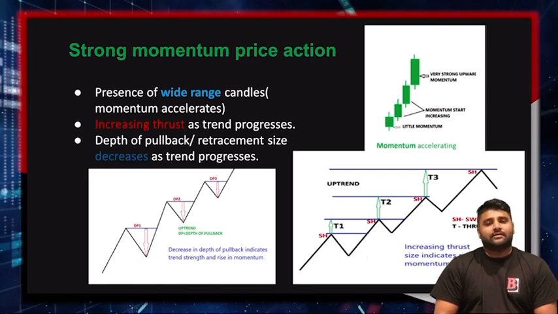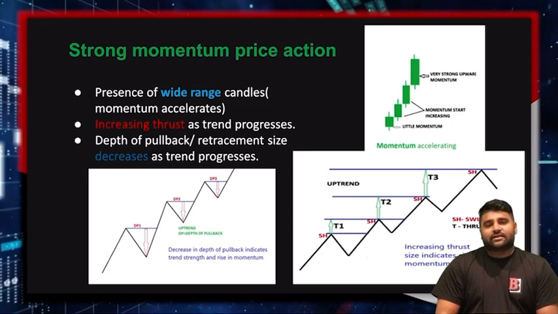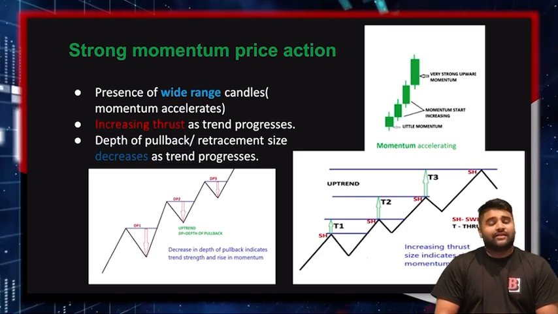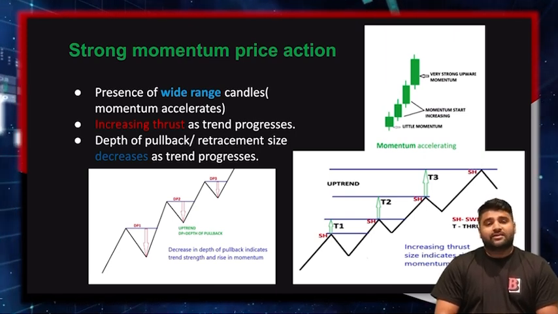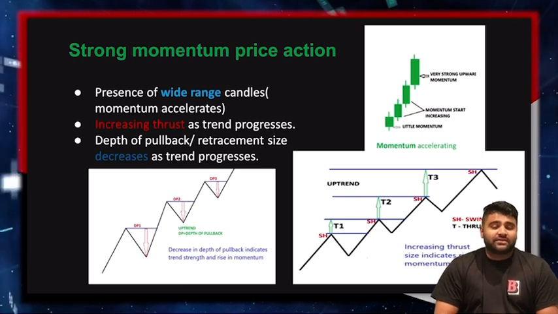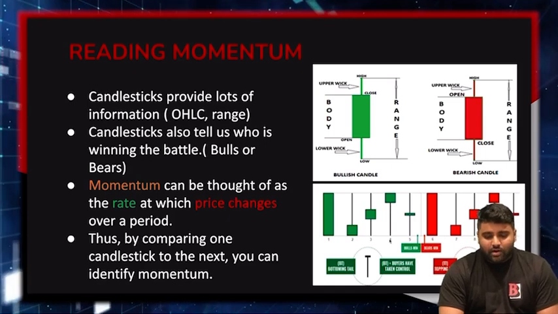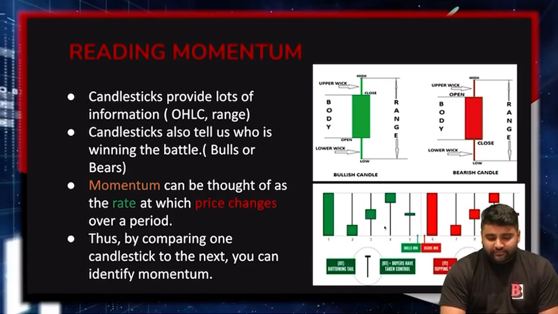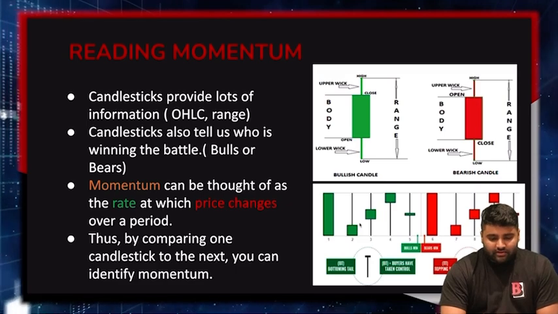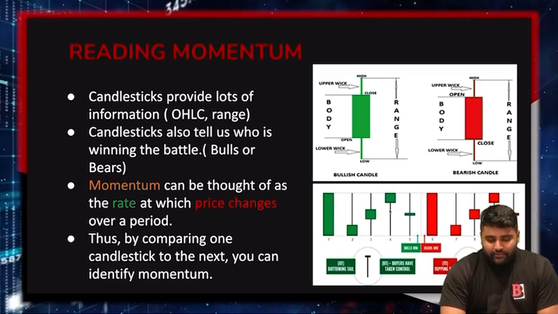You can compare momentum by comparing one candlestick to the other. So if price range is increasing over the period, then momentum is increasing. If price range is slowing down, or if you see momentum shrinking, then momentum is slowing down. Okay? So before I jump to this slide, I want to show you all a small cheat sheet, right? So in a strong momentum stock, I want to see this number 1 candle and number 4 candle.